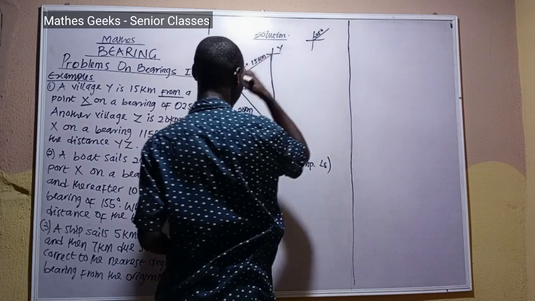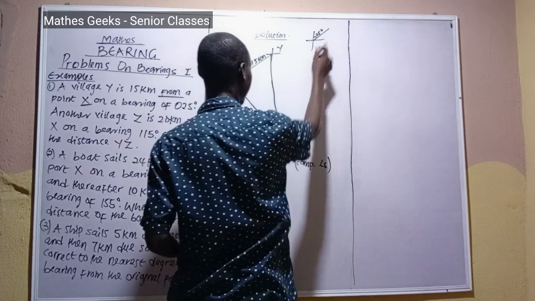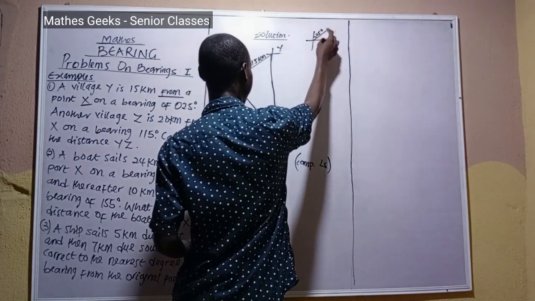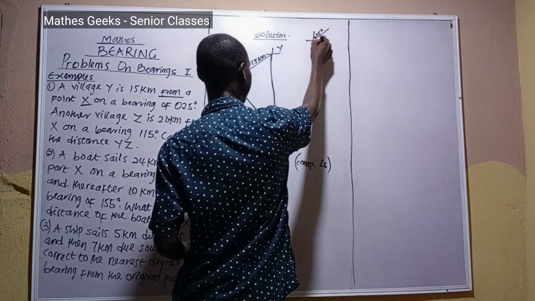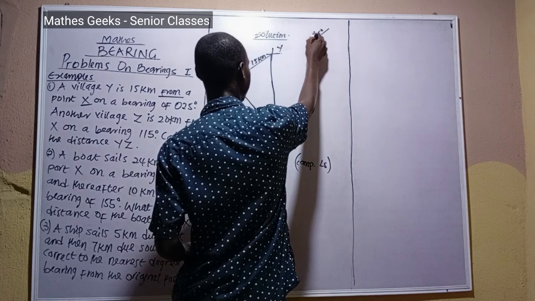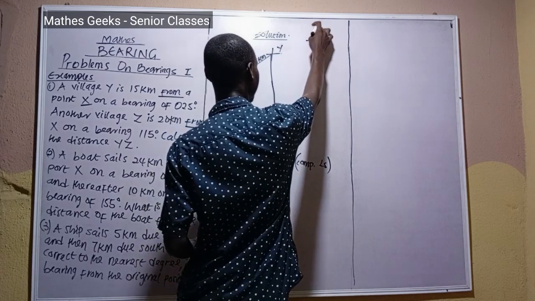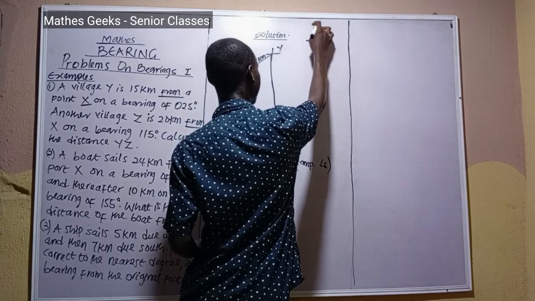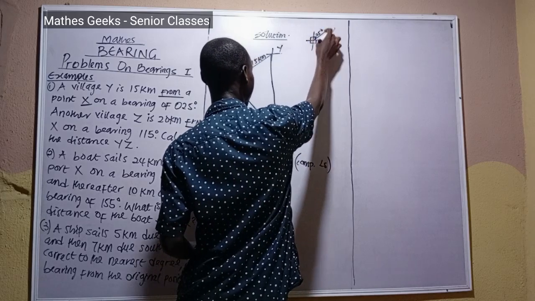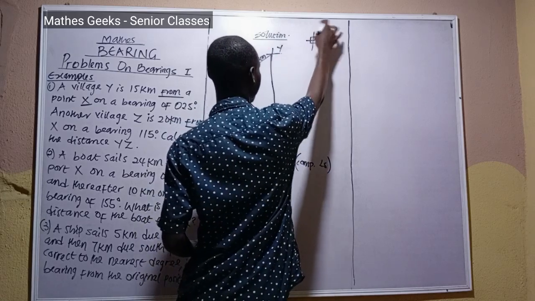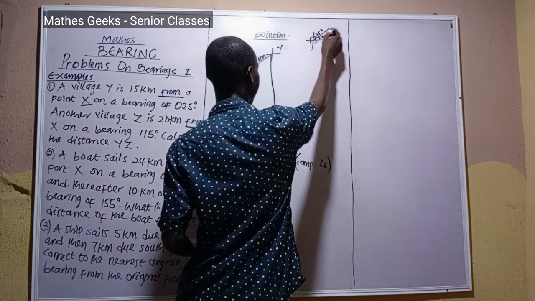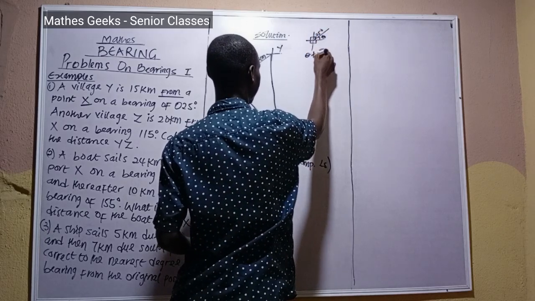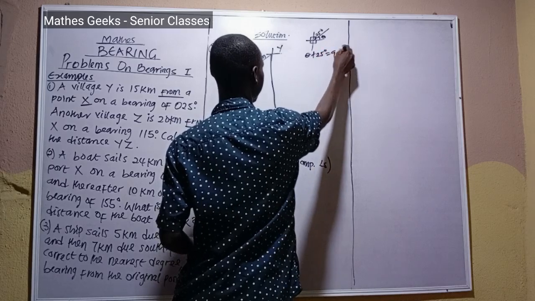And I told you that in the quadrants, from the north to the east is 90, east to the south is 90, south to the west is 90. So this is 90, this is 90, this is 90, this is 90. So this line is between north and east. So if north to this line is 25 degrees, what will be this remaining angle? That's where theta comes in. So theta plus 25 degrees equals 90 degrees.